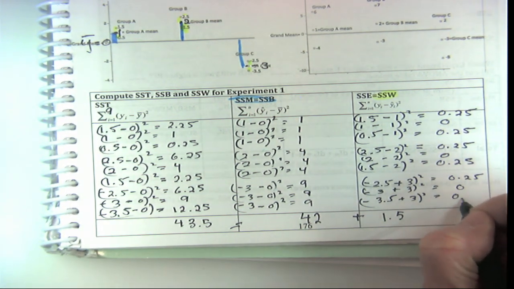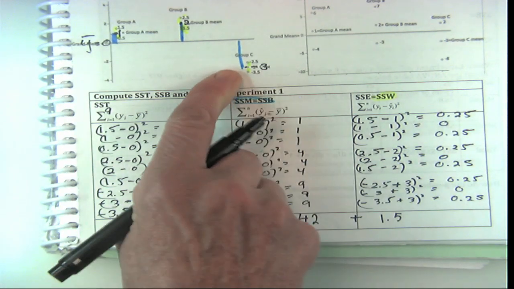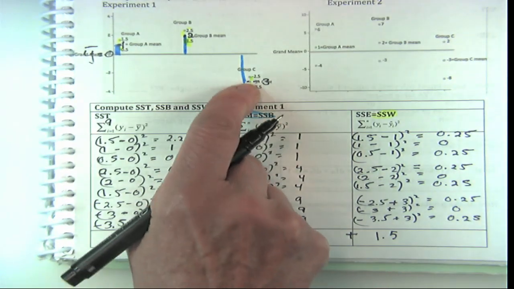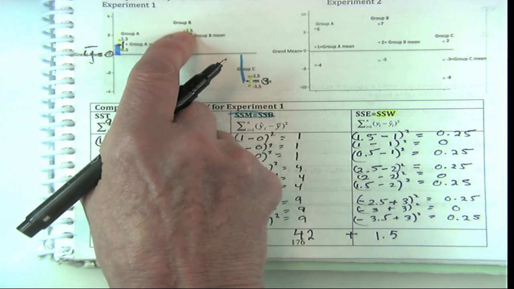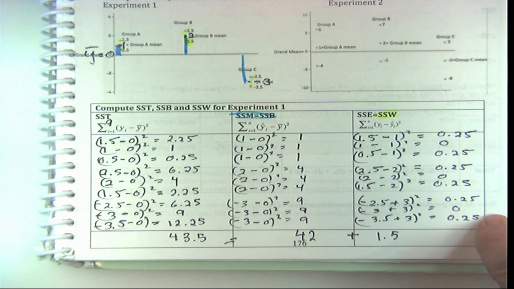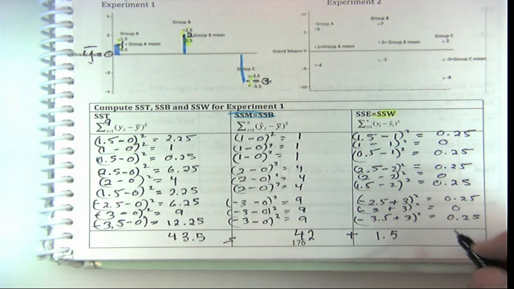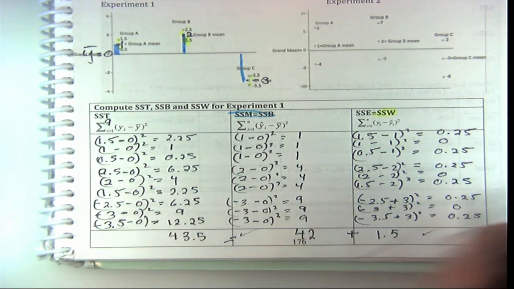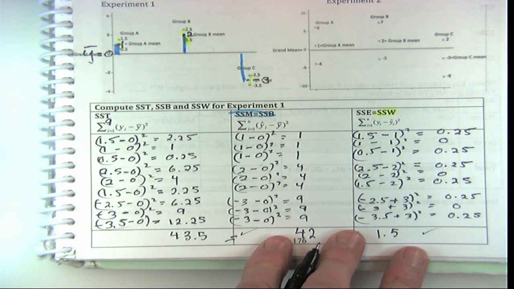0.25, 0, and 0.25. That's because these happen to have exactly the same spread everywhere. So when we add these up, we have 6 times 0.25, and yes, it does check. So that worked out great.